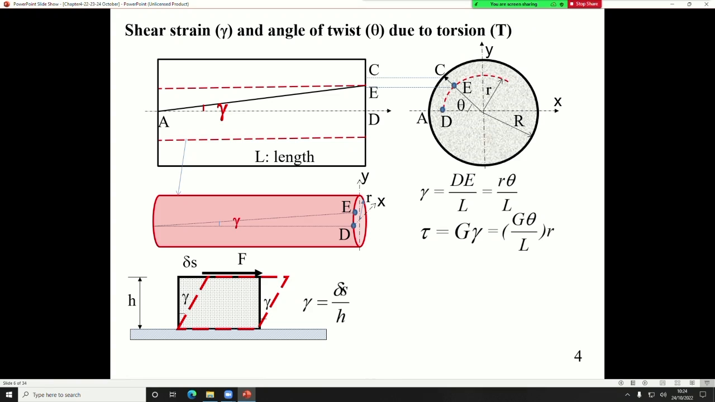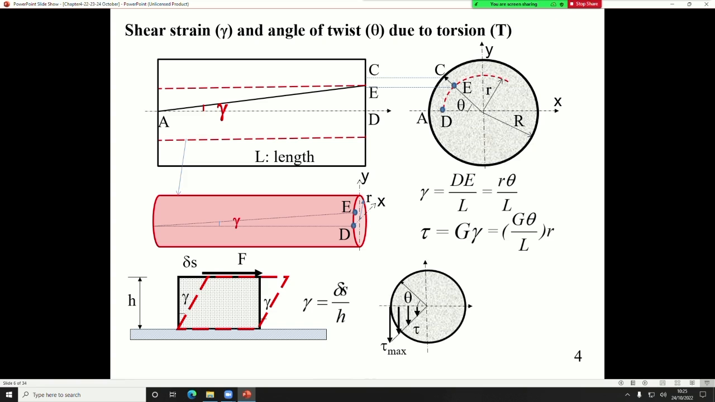So it means the shear stress, because of a torque applied to a circular cylinder, has a linear variation in terms of R. When R is equal to 0, which is the center of the circle, the shear stress is 0. When R is maximum, at the outer layer, which is equal to capital R, the shear stress is maximum. So this equation is very important. Shear stress has a linear variation in terms of R.